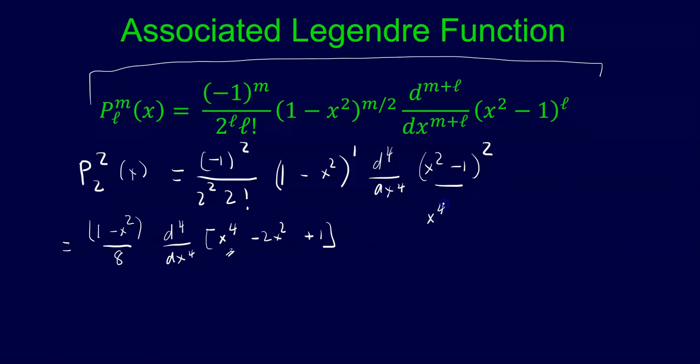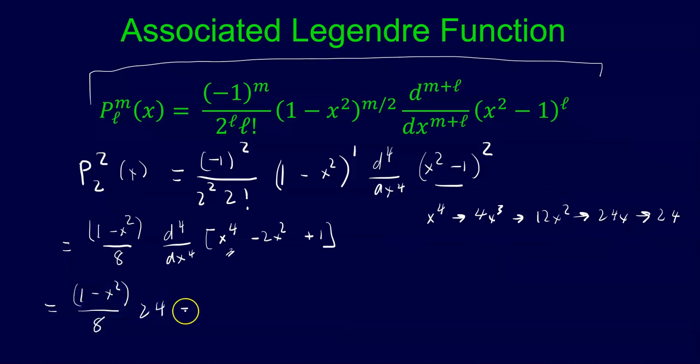And so just really quickly, if I start out with x to the 4th, my first derivative would be 4x cubed. My next derivative would be 12x squared. Next one, 24x. And finally, the fourth derivative would just be 24. And so when this is all said and done here, I'll end up with 1 minus x squared over 8 times 24, or 3 times 1 minus x squared.